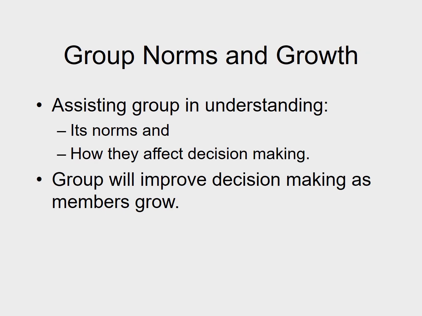Group norms and growth. So assisting the group in understanding how its norms have formed, what they actually are, and how those norms affect decision making. And a lot of times what we find is that the group norms that we're most interested in are the norms for decision making. In other words, have certain people learned just not to even involve themselves in the decision making anymore because they felt like they've been shot down in the past, or that only certain people's opinions are valued? If that's happening and that norm exists, that's not just a norm that we need to identify, that's a norm that's also affecting group decision making and group problem solving. So we're really wanting to look at how these norms have formed and how they're affecting decision making.